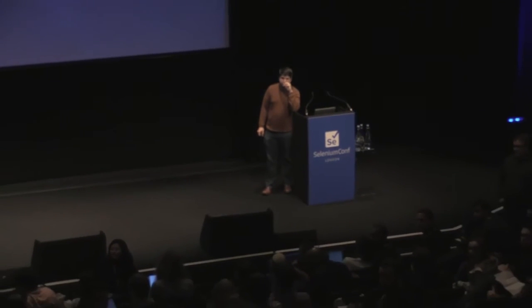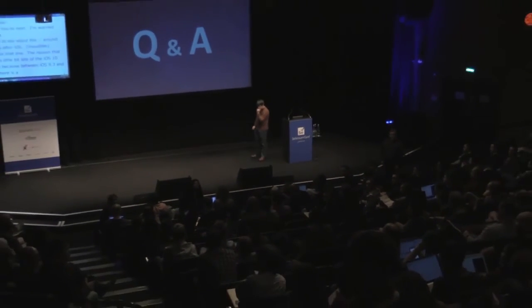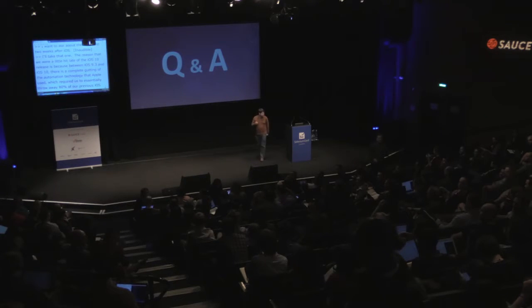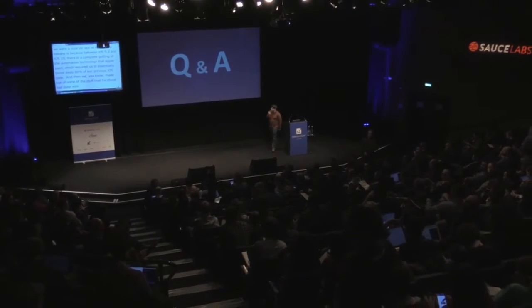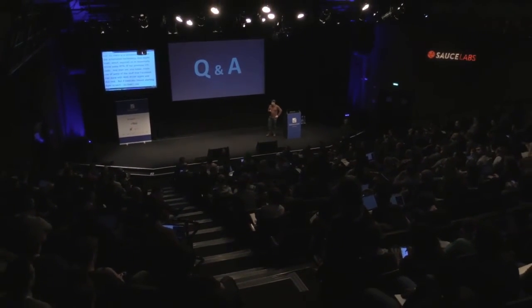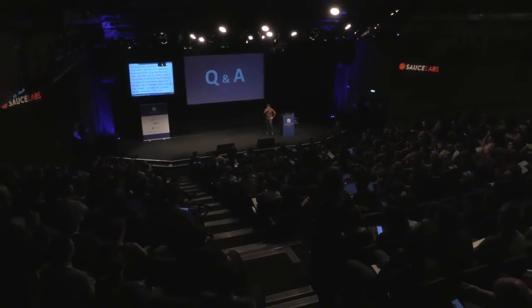I'll take that one. The reason that we were a little bit late for the iOS 10 release is because between iOS 9.3 and iOS 10, there is a complete gutting of the automation technology that Apple used, which required us to essentially throw away 80% of our previous iOS code. And then we made use of some of the stuff that Facebook had done with WebDriver Agent and XUI test, but basically meant starting from scratch. So that's not a typical release, thankfully. It's the first time they've completely thrown away their automation technology.